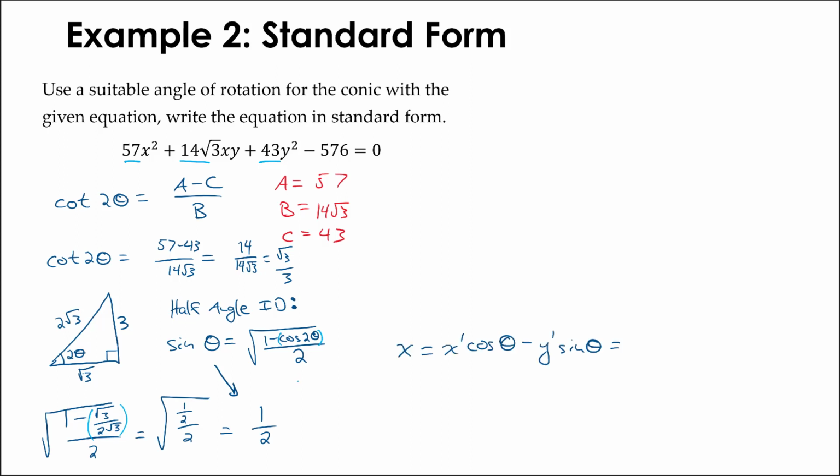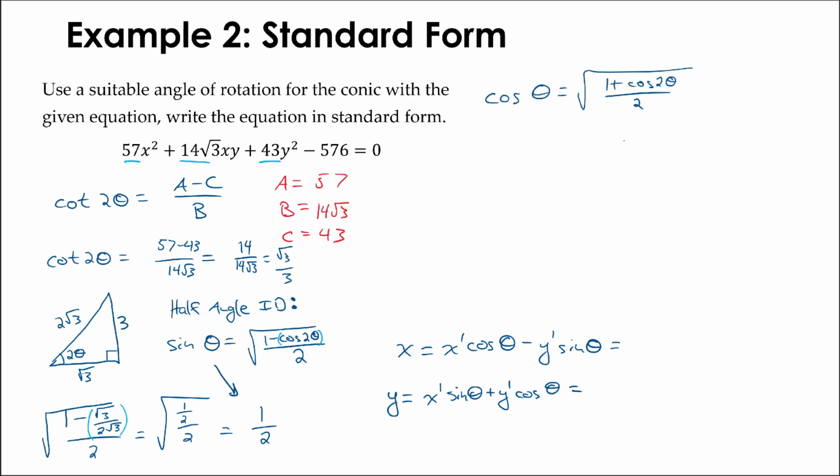Well, that's because we're trying to find these two equations right here. In order to do that, we need to have some sort of angle for our cosine and our sine of theta. So that's what we're doing. We're finding out what sine of theta is and what cosine of theta is, starting off with this cotangent of 2 theta. Now we just need to figure out what cosine theta is.